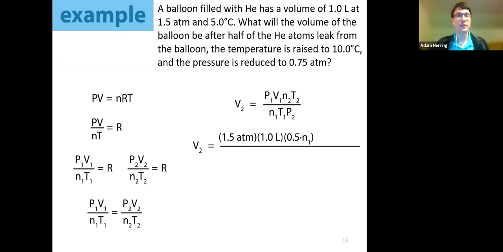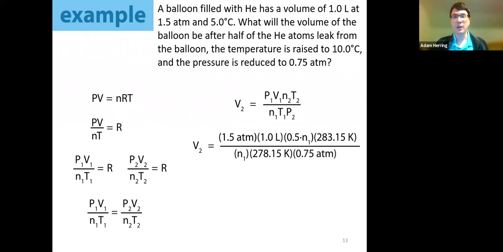The temperature is 5 degrees Celsius, but when we're dealing with gases, we always need to deal in temperatures of Kelvin. So we need to add 273.15 to the values. Our final temperature, therefore, would be 283.15. Our initial moles is just N1. Our initial temperature is 5 plus 273.15, or 278.15 Kelvin. And then the final pressure is going to be 3/4 of an atmosphere.